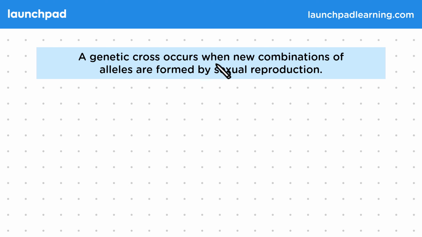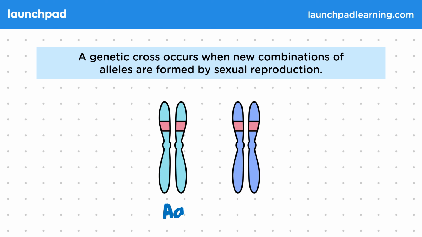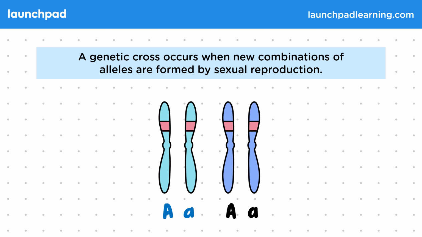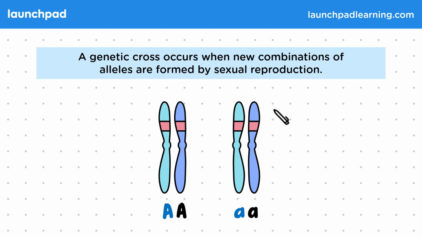A genetic cross occurs when new combinations of alleles are formed by sexual reproduction. For example, we could cross these chromosomes and get two different combinations. We now have a pair of dominant alleles for gene A here and a pair of recessive alleles for gene A here. How can we predict the outcomes of genetic crosses like this?